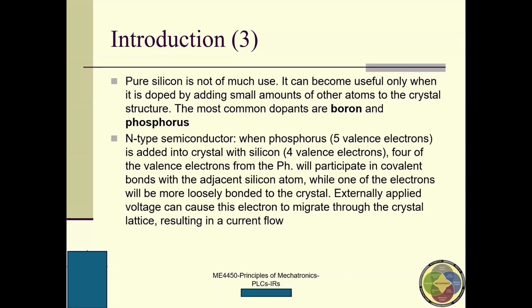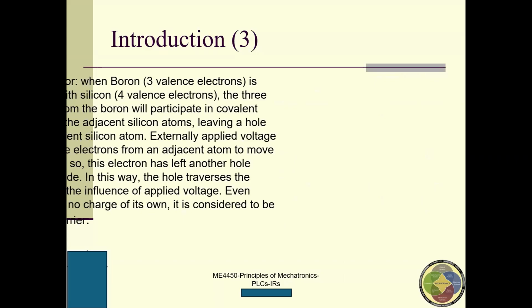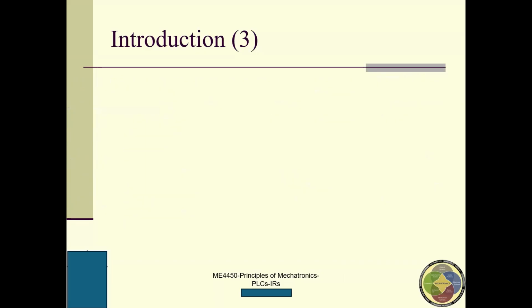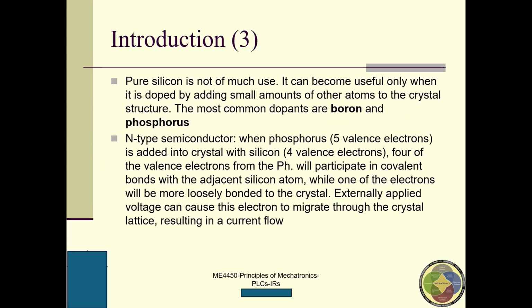Right, so guys, be very careful. For N type, you add phosphorus, and for P type, you add boron. So don't get it wrong. So what is an N type semiconductor? We know, guys, the silicon, how many covalent electrons the silicon has.